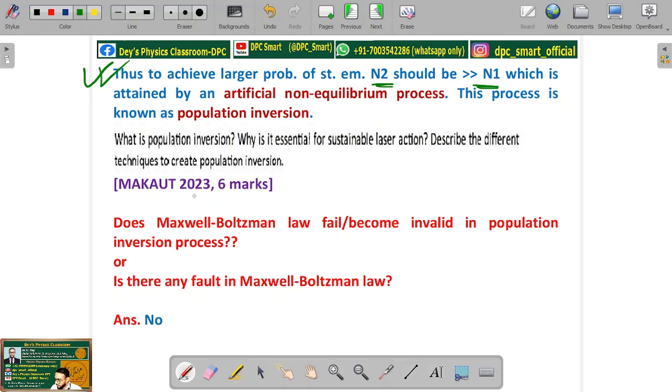And it came as a question in 2023: what is population inversion and why is it essential for sustainable laser action. So population inversion is to achieve a larger probability of stimulated emission. The population of the higher level N2 should be very much greater than N1, which is attained by an artificial non-equilibrium process, and this process is called population inversion.